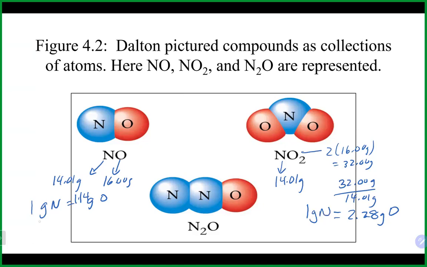And that is sort of what we would expect in this case. For every 1 gram of nitrogen, there's 1.14 grams here of nitrogen. And in this case here, we have basically that same ratio. There's twice as much oxygen as we would expect in this case.